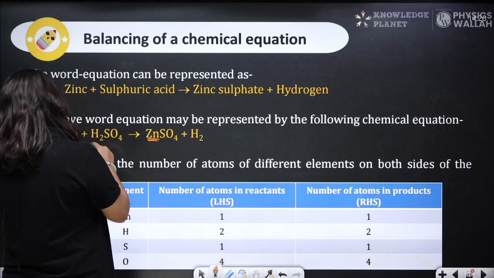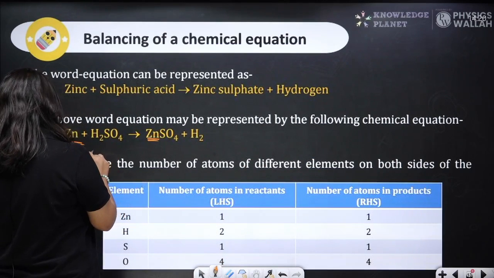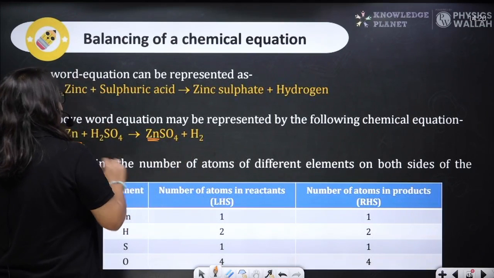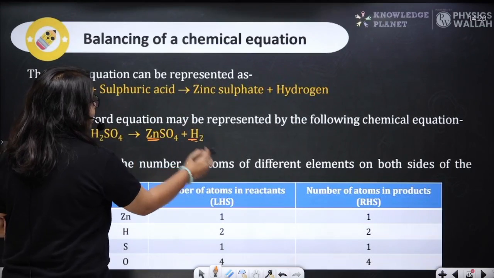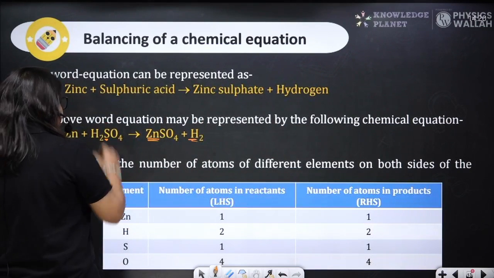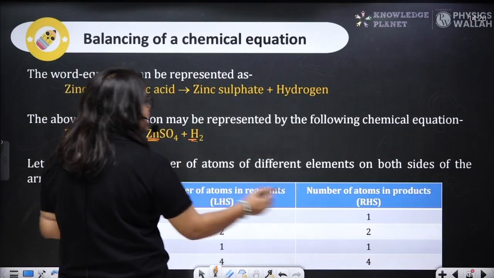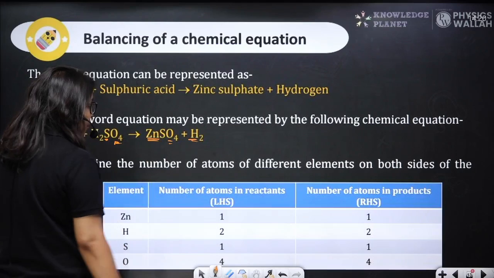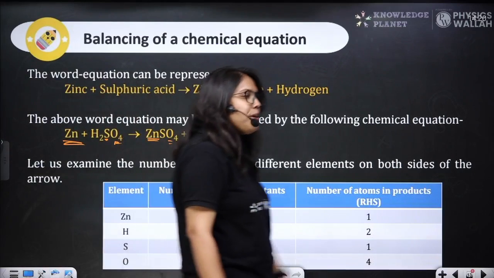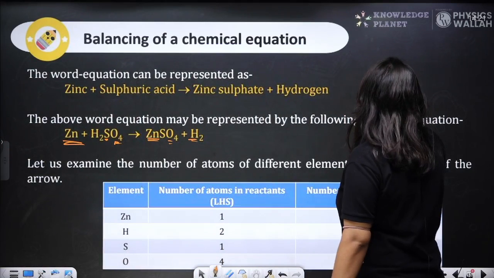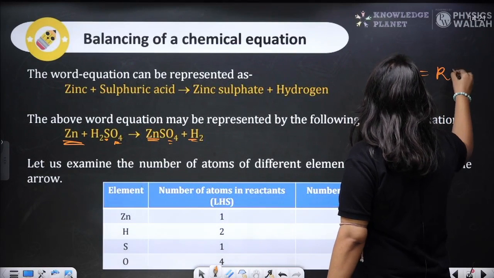Then we look at hydrogen. There are 2 atoms of hydrogen in the reactant side. We write 2. In the product side, when we check, again 2. Then we'll check for sulfur. 1 atom of sulfur in the reactant side, also 1 in the product side. 4 atoms of oxygen in the reactant side, also 4. So 4 and 4. What do we see? That LHS is equal to RHS.